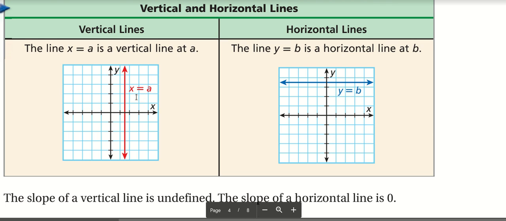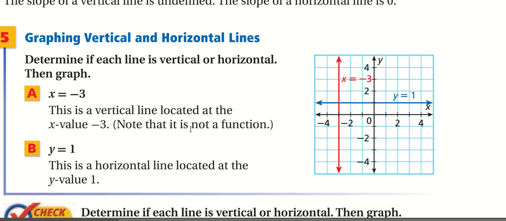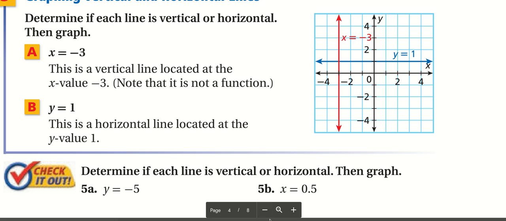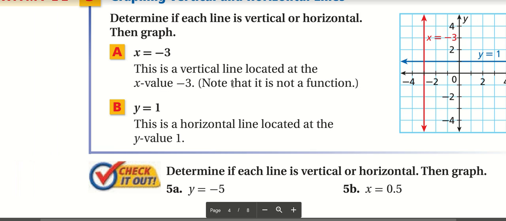So the first thing you need to study and you need to remember is what a vertical line looks like versus a horizontal line. The slope of a vertical line is undefined. The slope of a horizontal line is 0. Next thing you have to know how to do on your homework. You have to know how to graph vertical and horizontal lines.